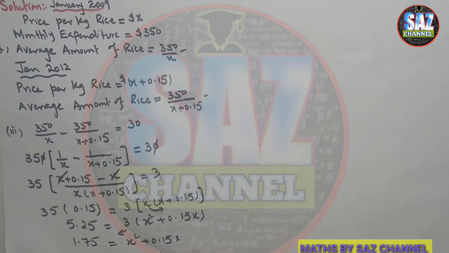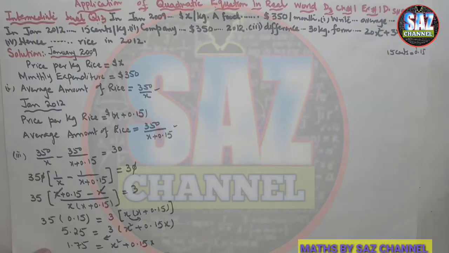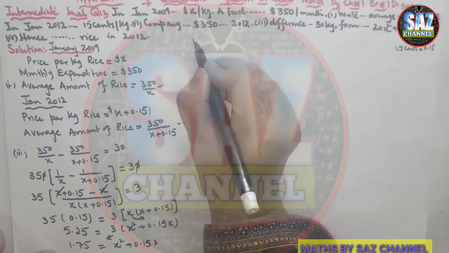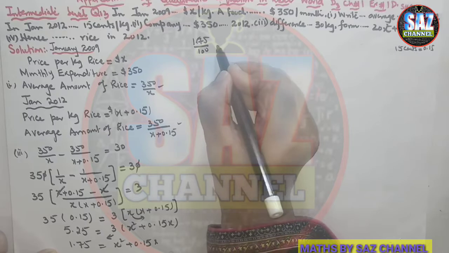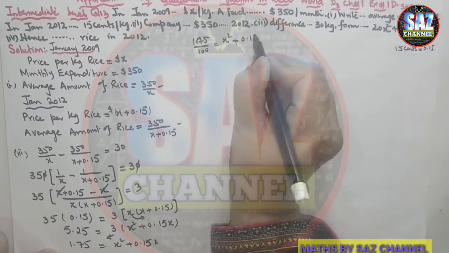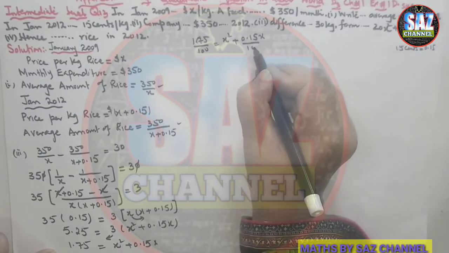Now look at the equation which is given in the question. Equation is 20x square plus 3x minus 35. It does not contain the decimal. So what we have to do, we have to remove the decimal. So 1.75 upon 100 equals to x square plus 0.15x upon 100. I'm removing the decimal here.